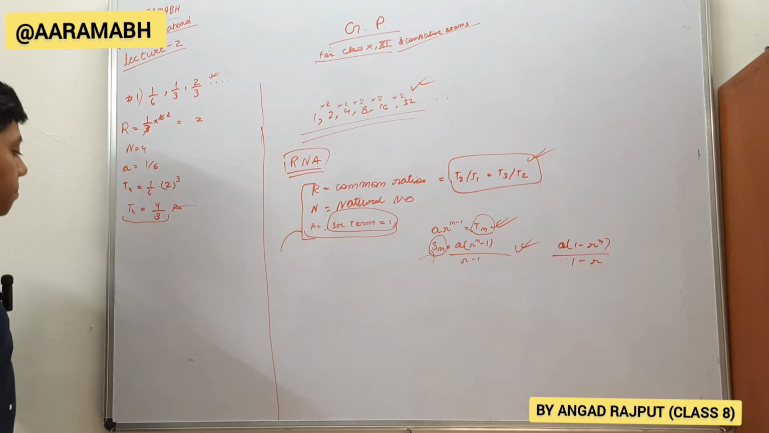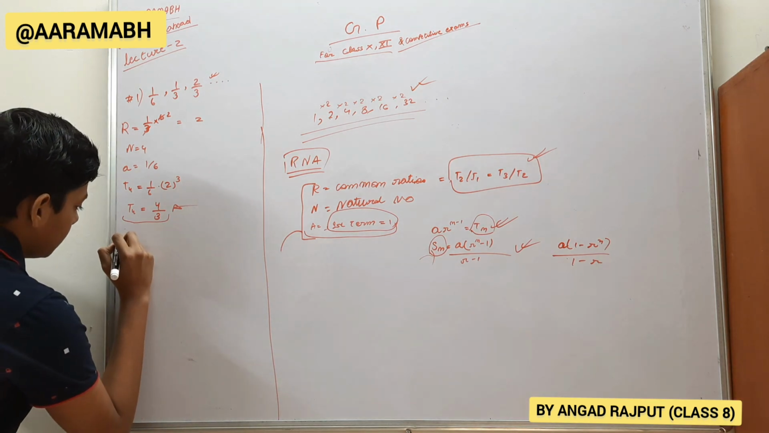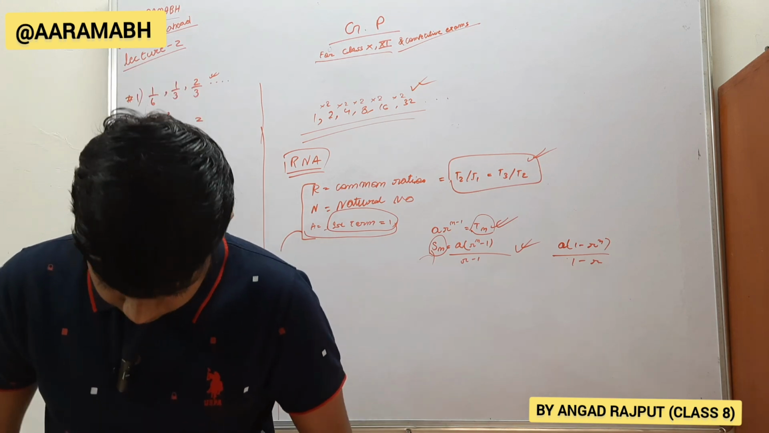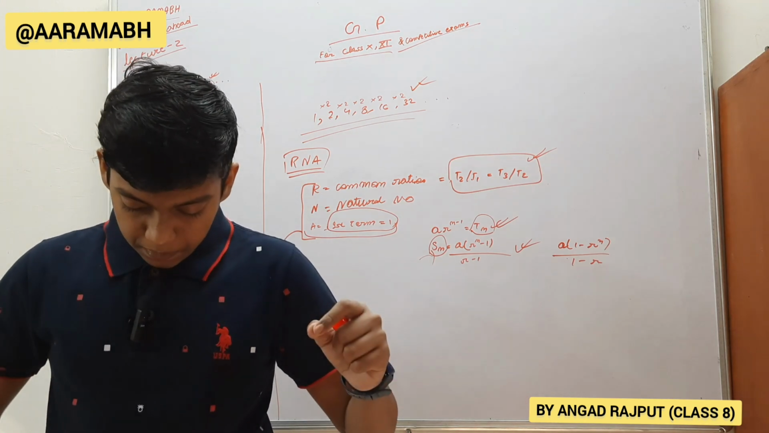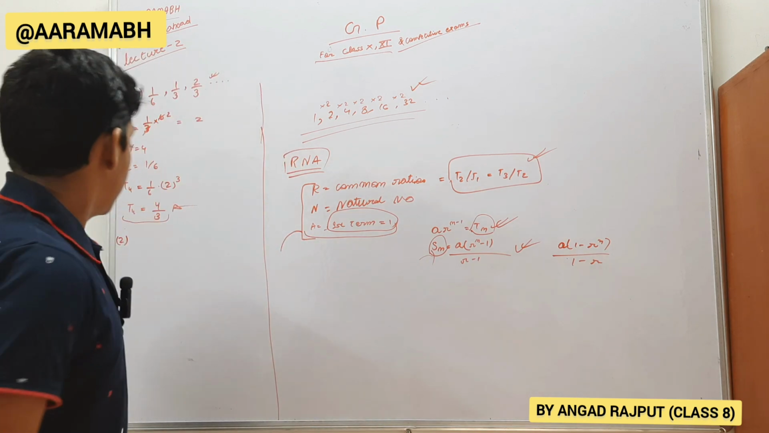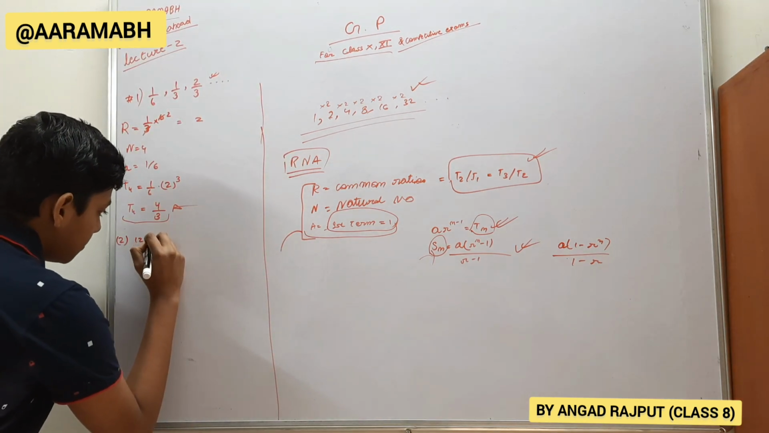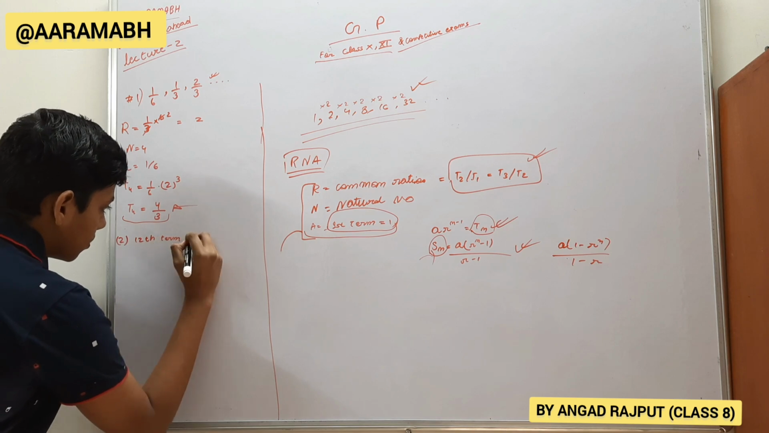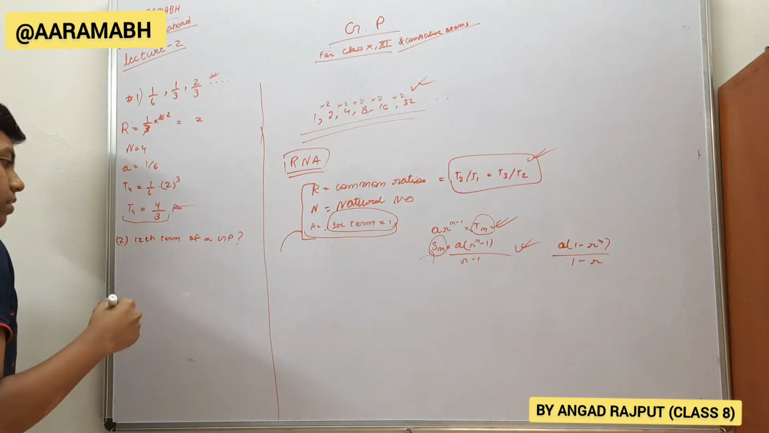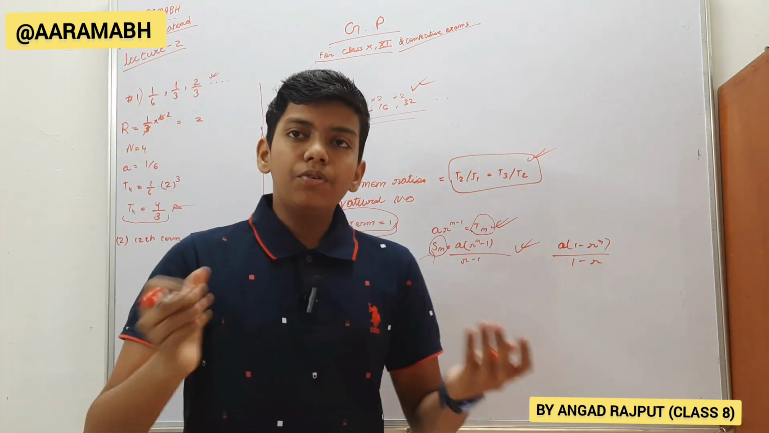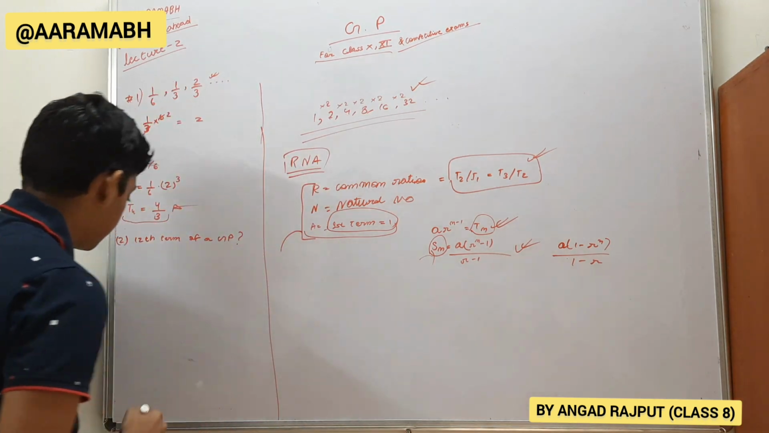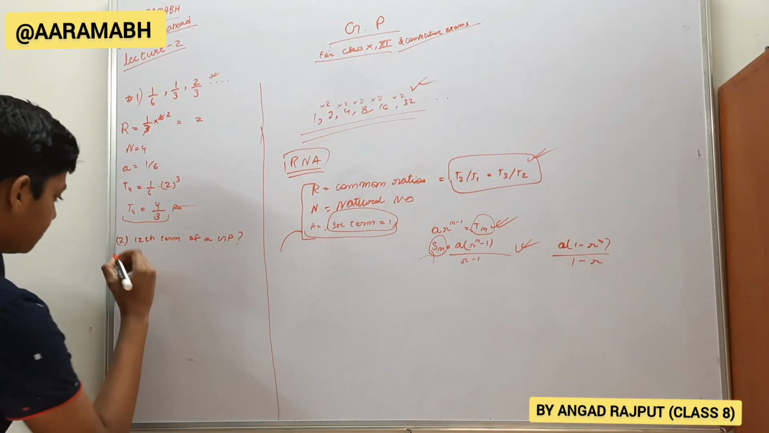So let's jump to a bigger question. It is hard. Determine the 12th term of a GP whose 8th term is 192 and common ratio is 2. We need to find the 12th term of a GP. Now, the catch is we don't know the series, we don't know the first term, we don't know anything here. So what will we do now?